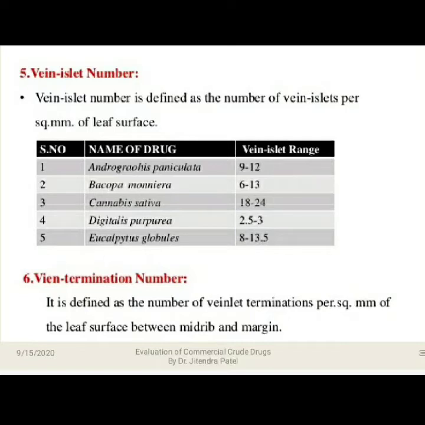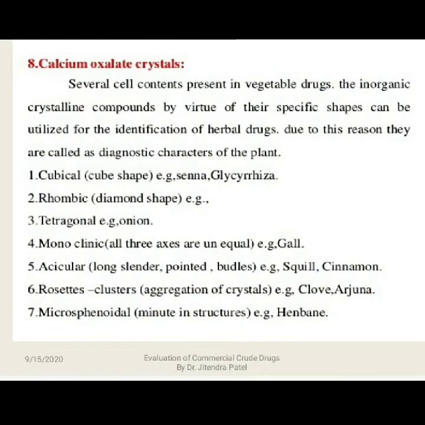Vein termination number is defined as the number of vein terminations per square mm of the leaf surface between midrib and margin. So vein termination means when a vein is starting from the margin and it is not reaching its proper destination, it will terminate or it will become invisible in between. That we count as one vein termination number. That also has a specific range per square mm area. So if it is falling between, then we can be sure. Otherwise, coming to the next one, calcium oxalate crystals.